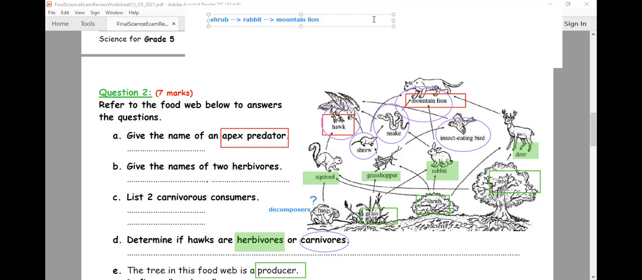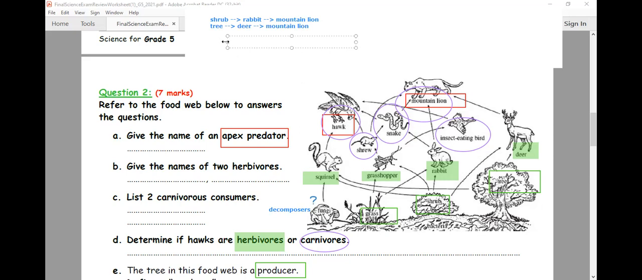Give me another example of a food chain of 3 levels. Tree, then deer, then mountain lion. The tree is eaten by the deer. The deer is eaten by the mountain lion. Now I want 4 levels.